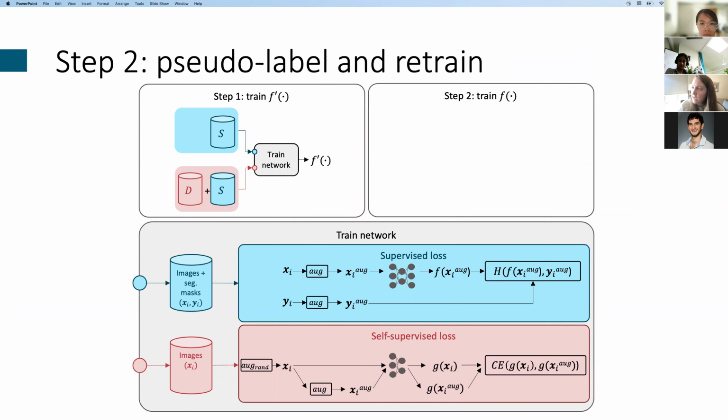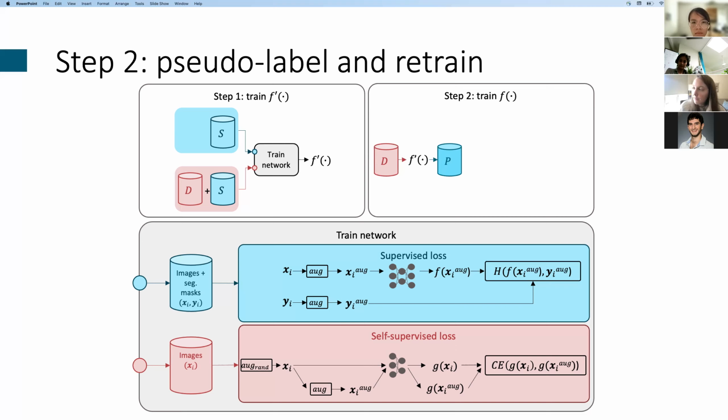And then in the second step, we take f prime and use it to label our unlabeled data. So this produces pseudo-labels. We do drop the uncertain pseudo-labels. So this is a hyperparameter, but if f prime predicts something between like 0.4 and 0.6, so very uncertain labels for certain pixels, we don't include those in the pseudo-labels, we just ignore those pixels.